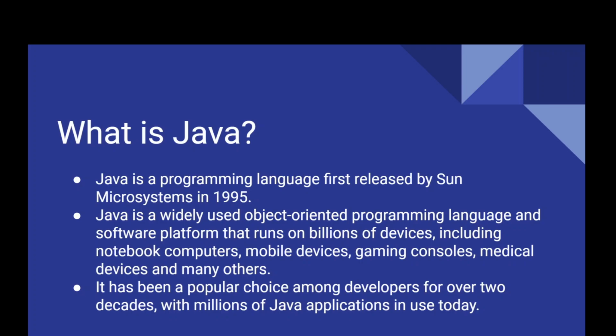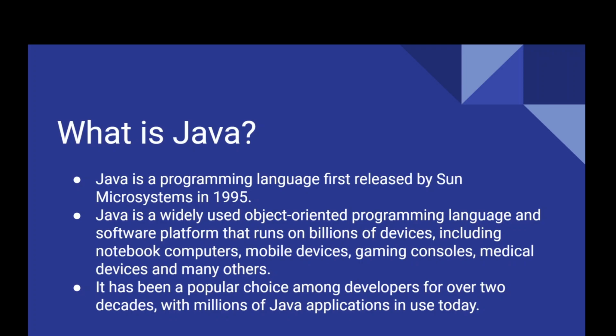It has been a popular choice among developers for over 2 decades, with millions of Java applications in use today. Java is a multi-platform, object-oriented, and network-centric language that can be used as a platform.